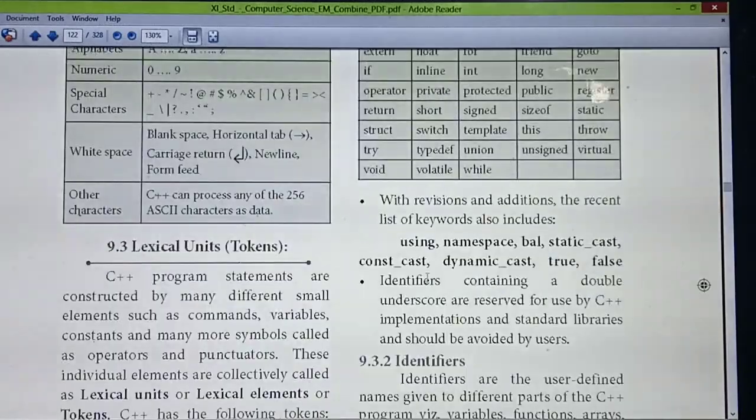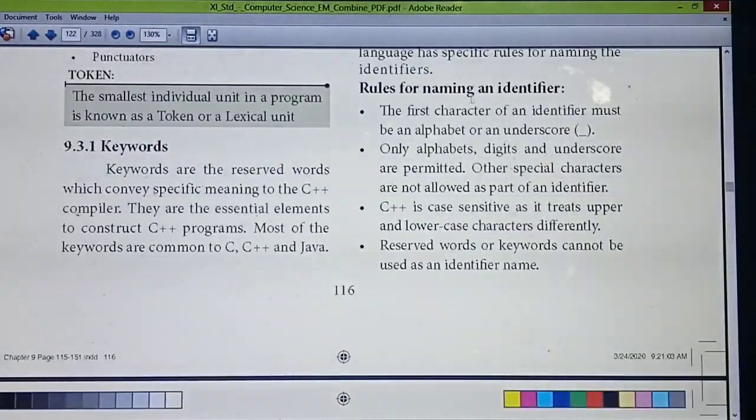The same page, second point, here under the heading rules for naming identifiers: C++ is case sensitive. It treats upper and lowercase characters differently. Okay. This is the second 3-mark question. Then the third question you should write.